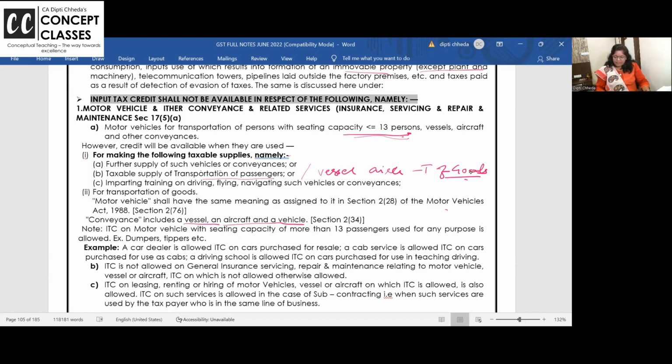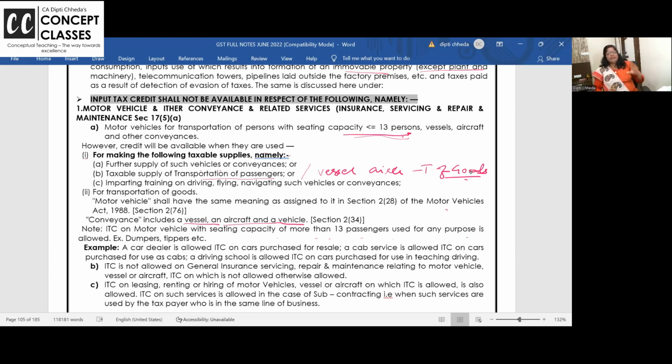ITC on motor vehicle with sitting capacity of more than 13 passengers used for any purposes is allowed. Even those which are used for constructions and all, dumpers and tippers and cranes and all, ITC is allowed because they are used for the same purpose. Are you all with me?